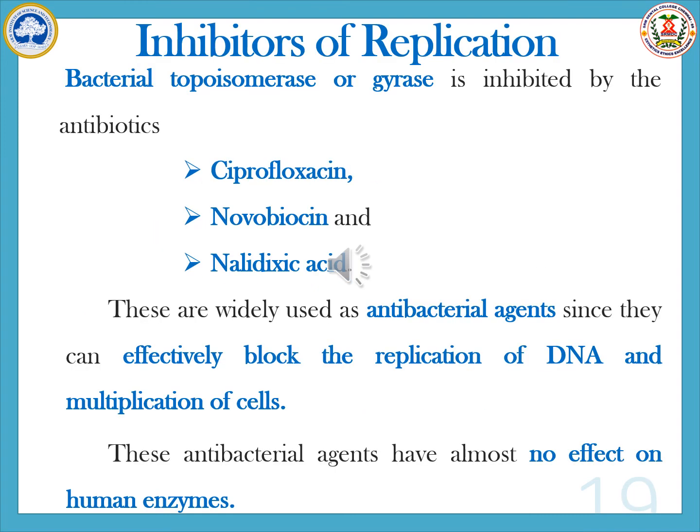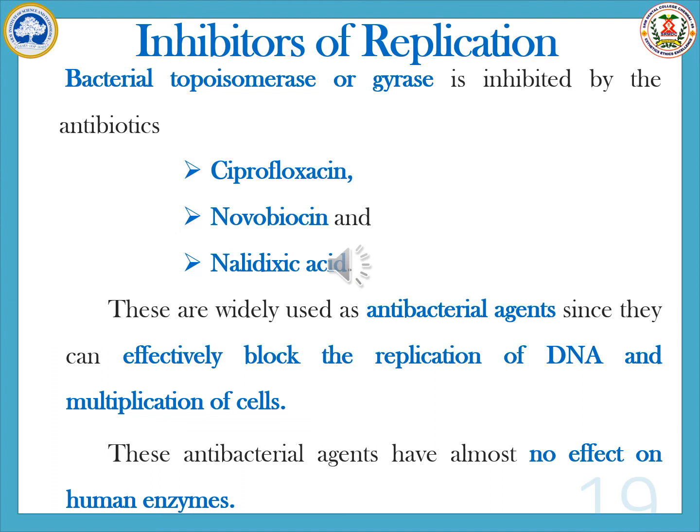Now we have come to an important topic, that is inhibitors of replication of DNA. DNA replication can be inhibited by various chemicals or antibiotics. Mostly the inhibitors directly target the enzymes, thereby inhibiting the replication of the DNA. Mostly the enzyme targeted is topoisomerase or gyrase in the prokaryotes. So prokaryotic topoisomerase or gyrase is inhibited by antibiotics such as ciprofloxacin, novobiocin, nalidixic acid.